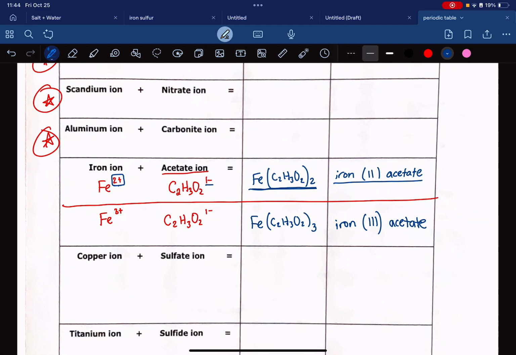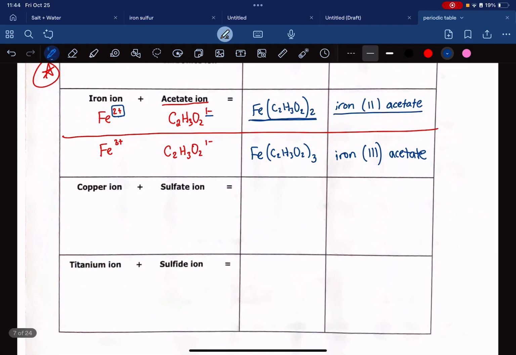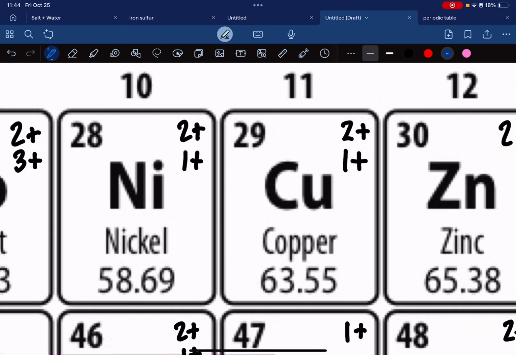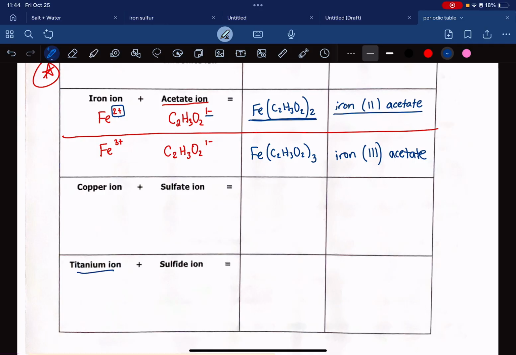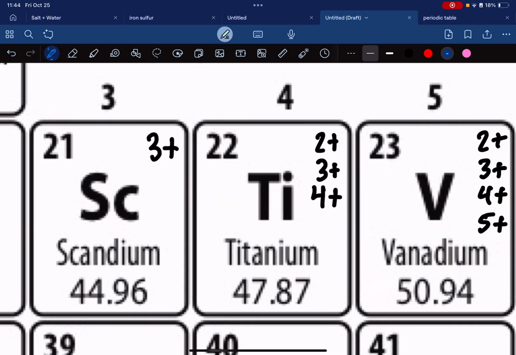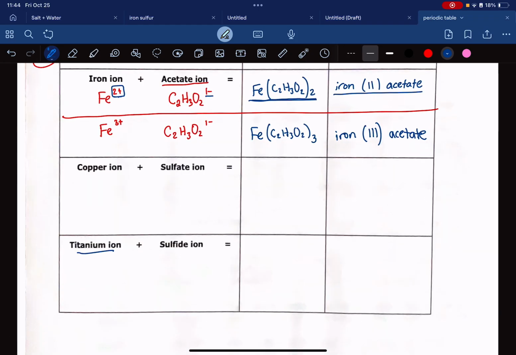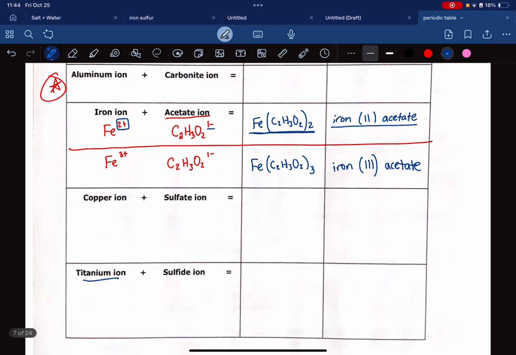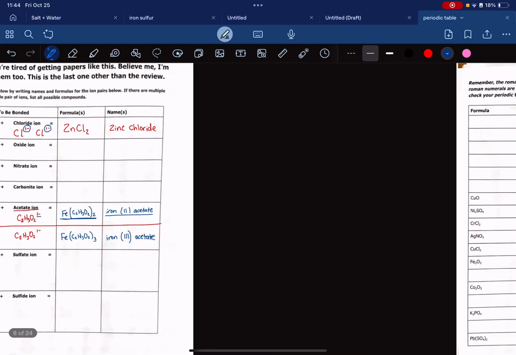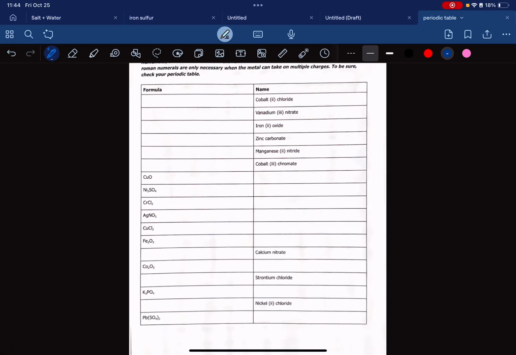Why don't you give the rest of these a shot? For copper, we're going to find that copper has 2 possibilities, a 2+ and a 1+. And for the last one, titanium has, I think, 3 different possibilities. Yeah, it can either be titanium 2, titanium 3, or titanium 4. So you'll have to do that one, 3 of those. Cool. All right, so finish up the rest of this sheet, and then once you are done with that, you can go on to the back here where we have lots more practice.